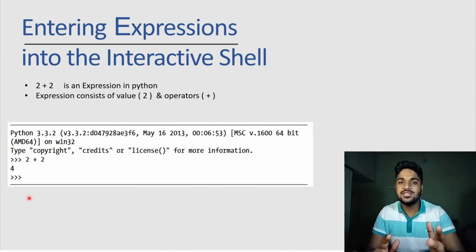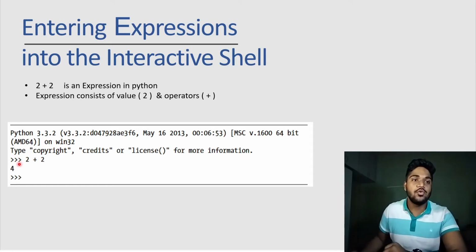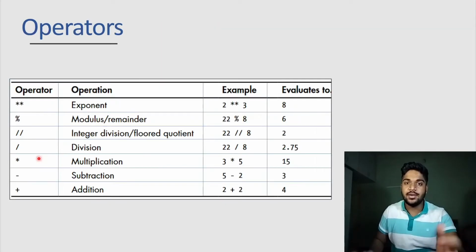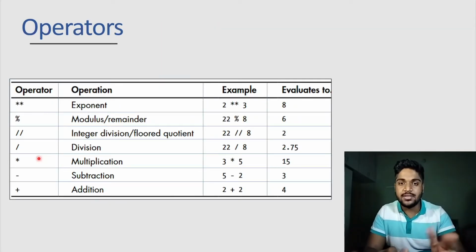So an expression consists of two things: values and operators. Each operator needs two values. For example, here we have 2 plus 2. This is an expression where 2 is a value and plus is an operator. Let's see what operators are in a bit. There are many types of operators in Python, including arithmetic operators, comparison operators, and assignment operators. We'll only see arithmetic operators in this tutorial.